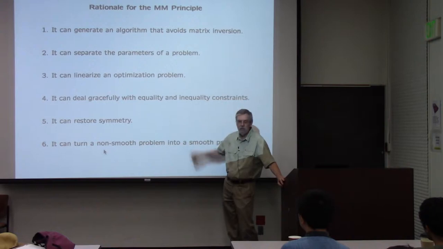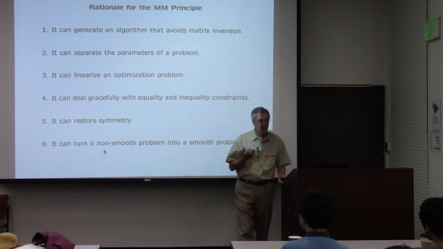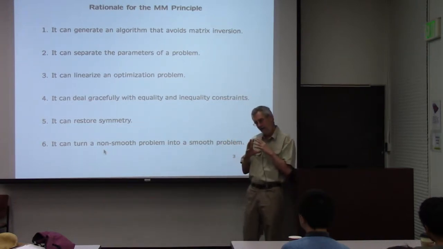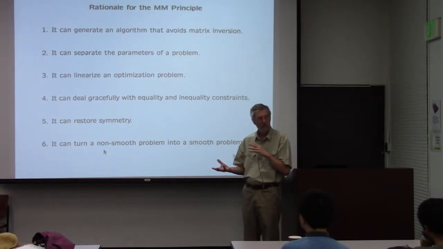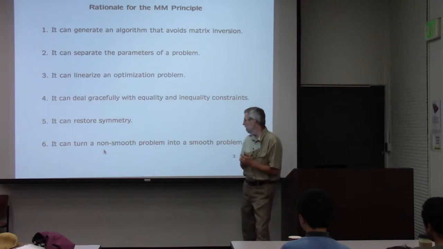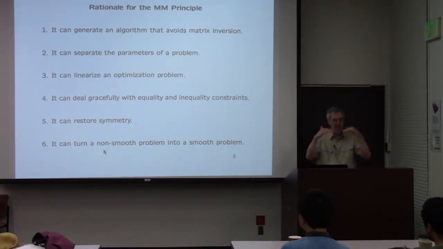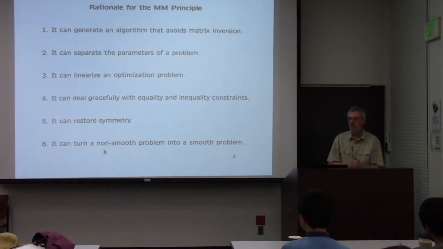I'll show you an example where it can restore symmetry, and most closed form answers in mathematics depend on symmetry. So if you can restore symmetry, you can have a closed form solution for optimizing your surrogate that you won't have for your objective. And finally, it can turn a non-smooth, a kinky problem into a smooth problem. In smooth problems, you have all the tools of calculus then at your disposal.